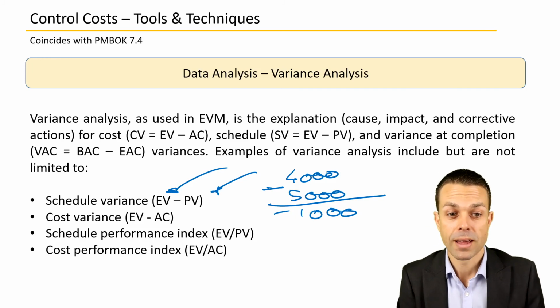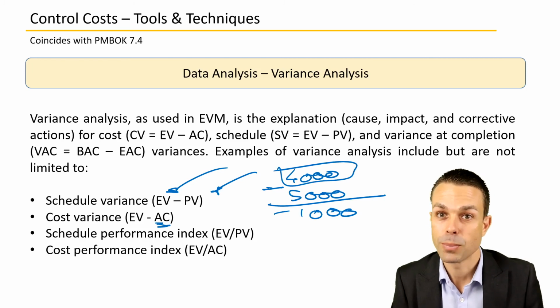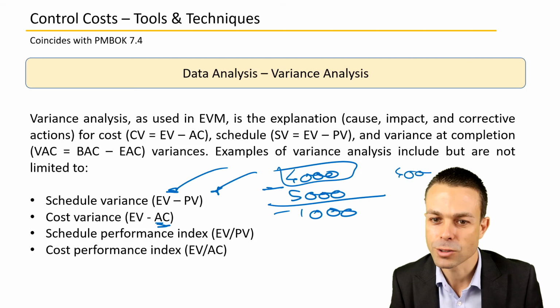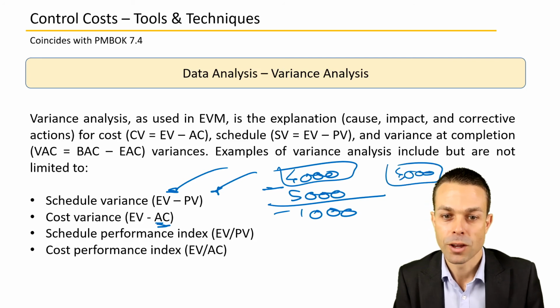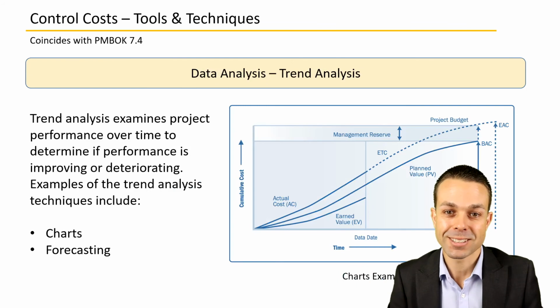Cost variance: our earned value, so we'd earned 4,000, minus our actual cost. But remember, we'd spent $4,000 as well in our previous example. So 4,000 minus 4,000 equals 0. So we're actually right on track for our cost. There's no cost variance at all. Data analysis and trend analysis.